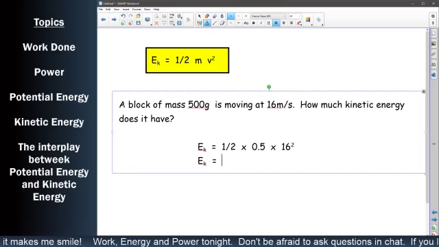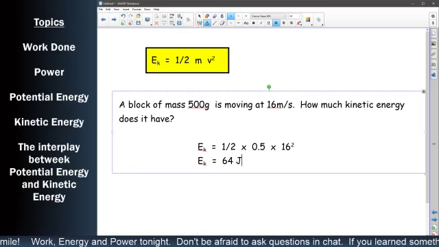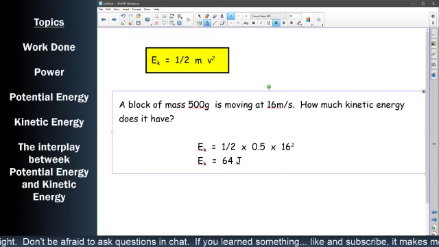So pop that into your calculator and you end up with 64. And again, because this is an energy, and all energies have in common their measurement system, they're measured in joules. So 64 joules of kinetic energy is available in this system.